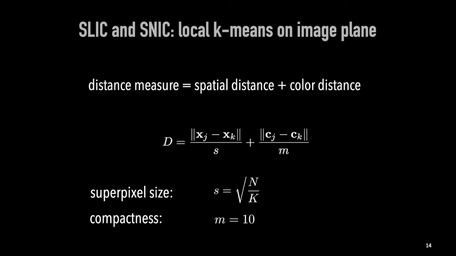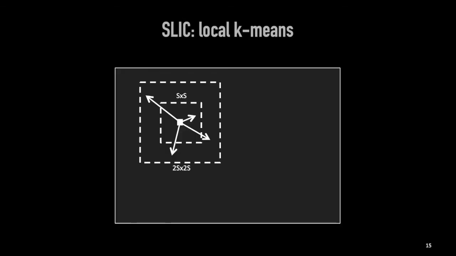And the Euclidean color distance, of course, is delta E if you can calculate the distance in CIELAB. The superpixel size is the square root of the number of pixels divided by the cluster. And the compactness factor m equals 10 was basically empirically found to be best. Now, to make the clustering more efficient, SLIC searches only over a neighborhood of 2 times s, where s is the size of the superpixel.